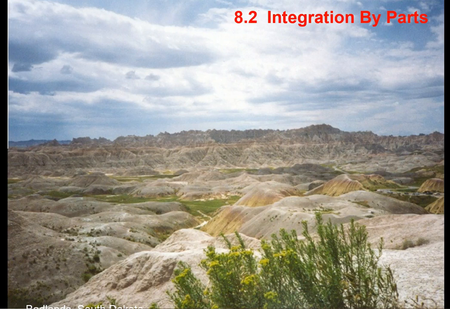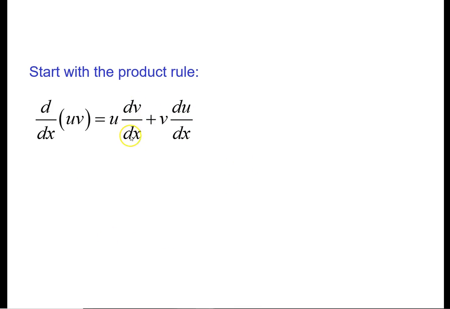Section 8.2 is on an integration technique called integration by parts. So integration by parts is sort of the backwards of the product rule. It's the analogous version of it for integration. And this first slide really gets into kind of a derivation of where the formula comes from.